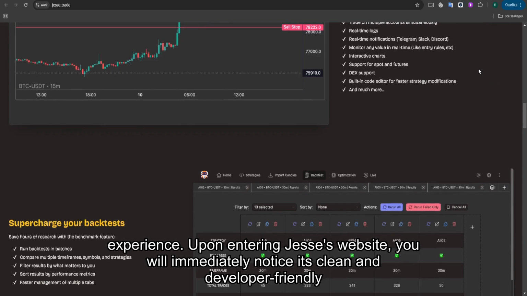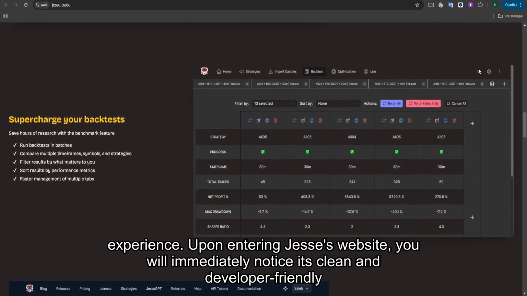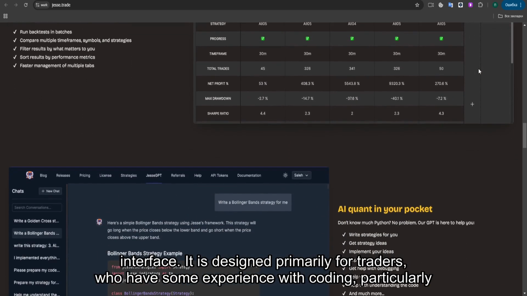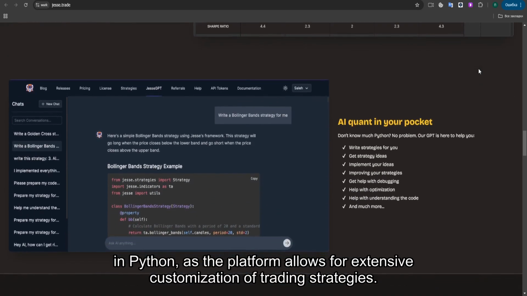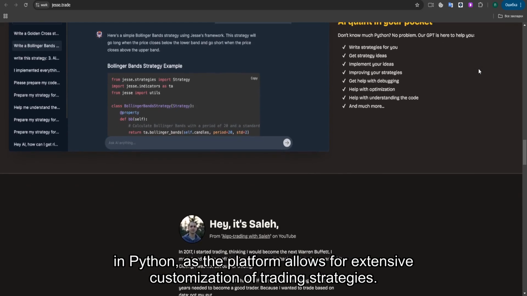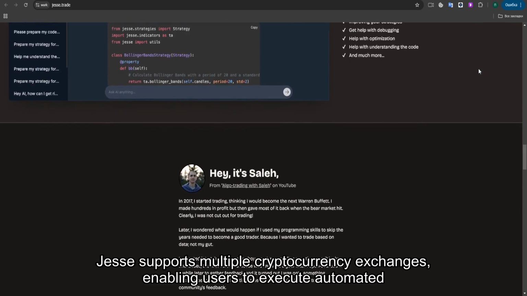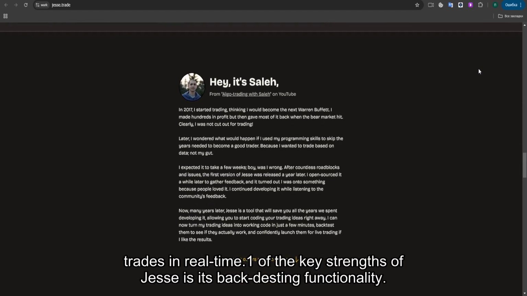experience. Upon entering Jesse's website, you will immediately notice its clean and developer-friendly interface. It is designed primarily for traders who have some experience with coding, particularly in Python, as the platform allows for extensive customization of trading strategies. Jesse supports multiple cryptocurrency exchanges, enabling users to execute automated trades in real time.